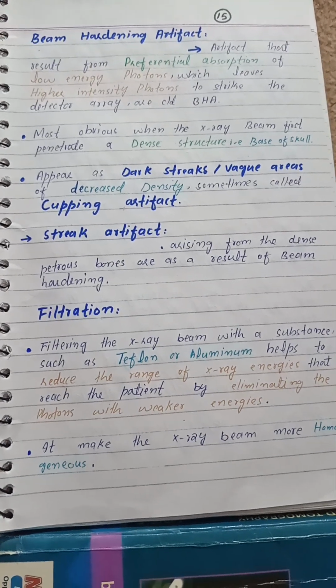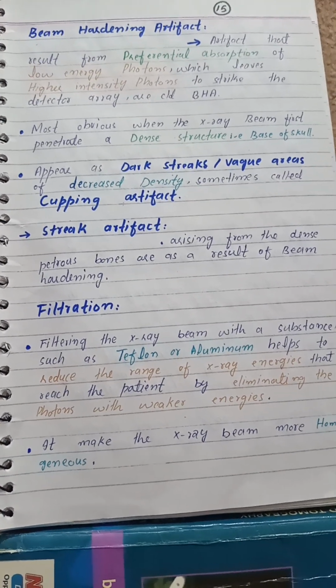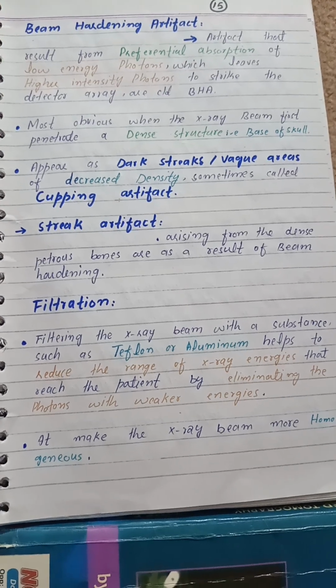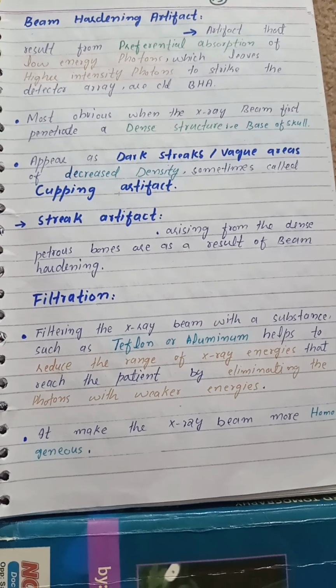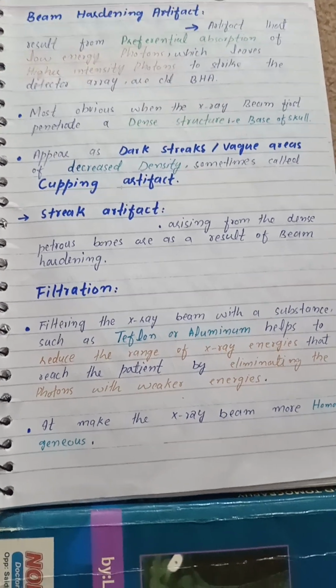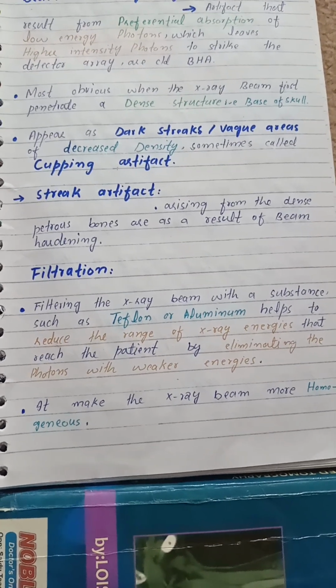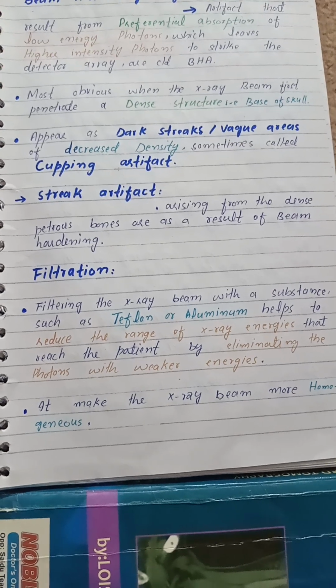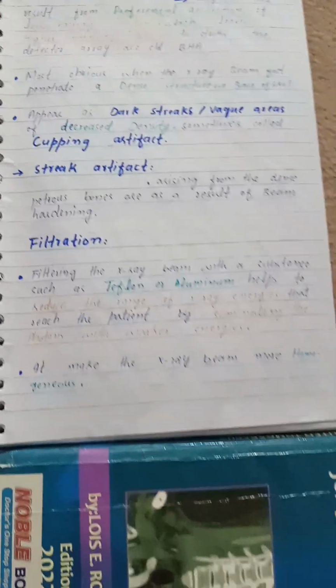Most obvious when the X-ray beam first penetrates a dense structure, that is the base of skull, it appears as dark streaks or vague areas of decreased density, sometimes called cupping artifact. Streak artifact arising from the dense petrous bone is a result of beam hardening.